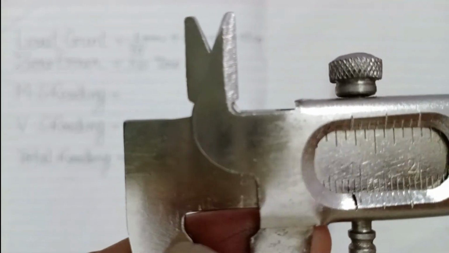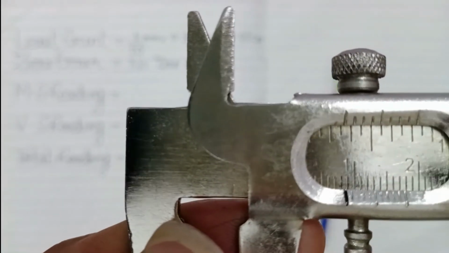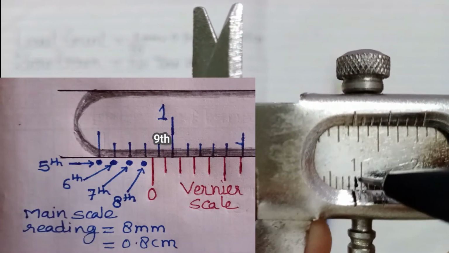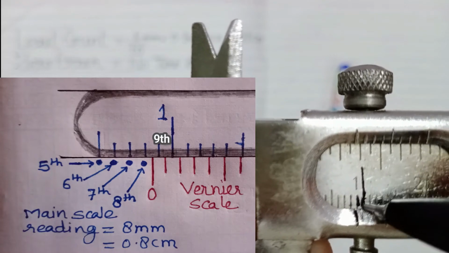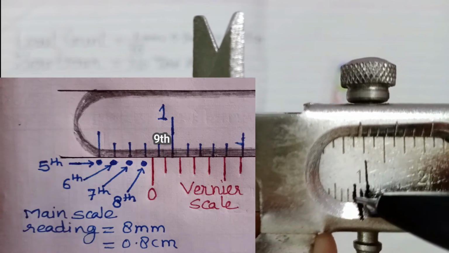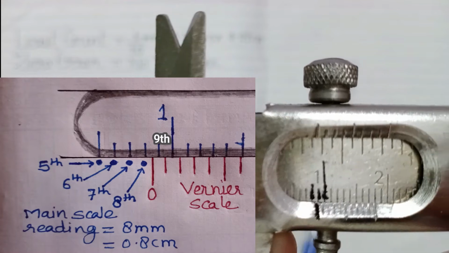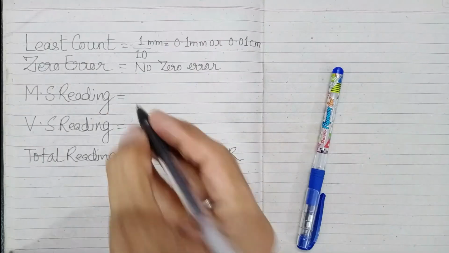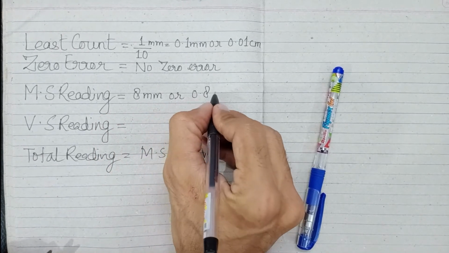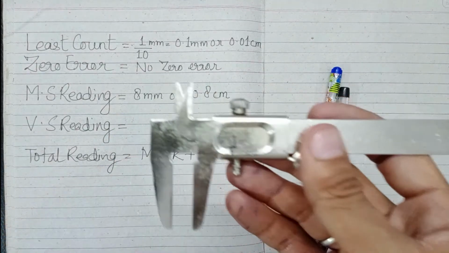If we see this, let me focus this. So you can see that this mark is the ninth one, this is the 1 mark, and before this 0 mark is this mark, and this is 8th mark. So our main scale reading is 8 millimeter. So let's write this 8 millimeter or 0.8 centimeter. Now let's see what is the vernier scale reading of our instrument.